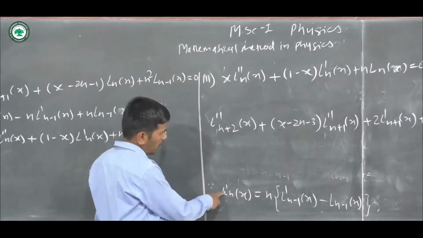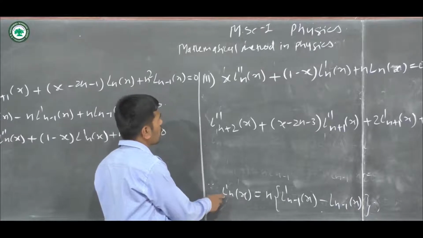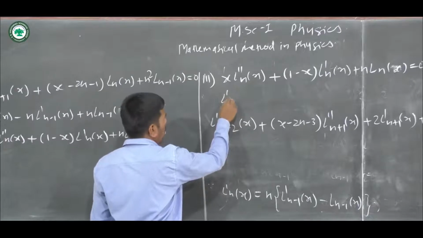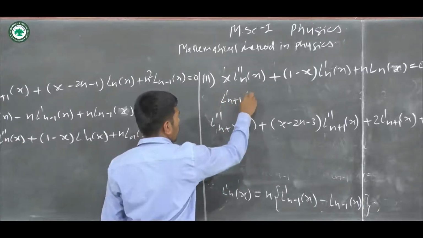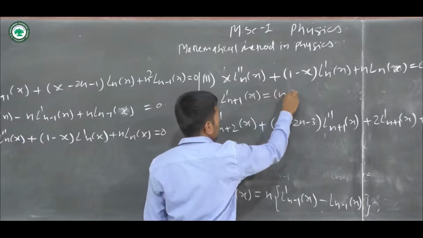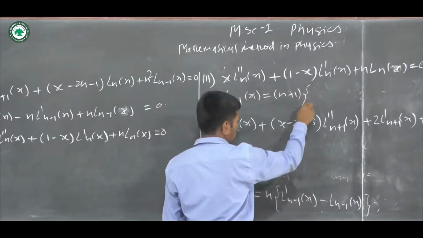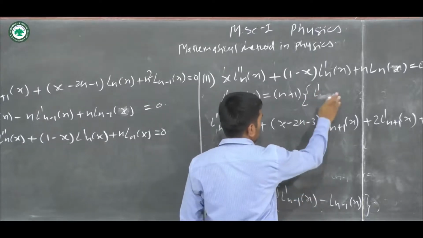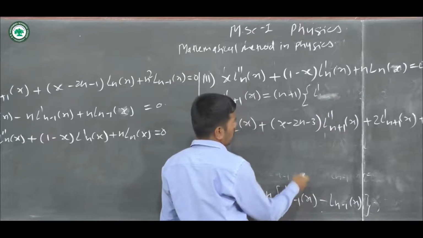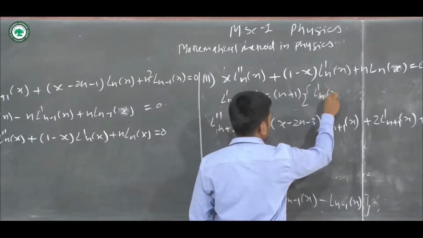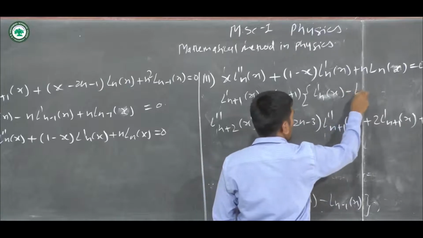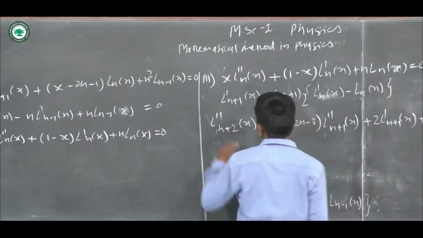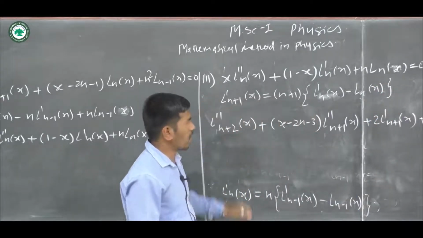So if I put n equal to n plus 1, then these relations, okay, so I am going to write here: L prime n plus 1 of x is equal to (n plus 1) into L prime n plus 1, sorry, n is equal to n plus 1, so it is L prime n of x minus L n, which is also a function of x, okay. So this is the L prime n plus 1, okay.